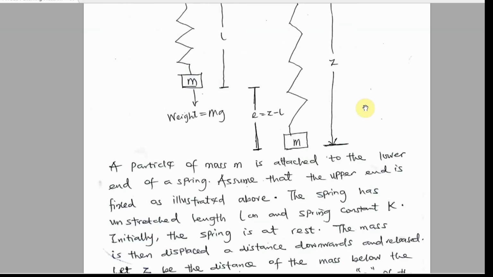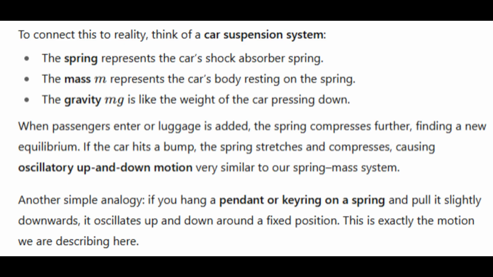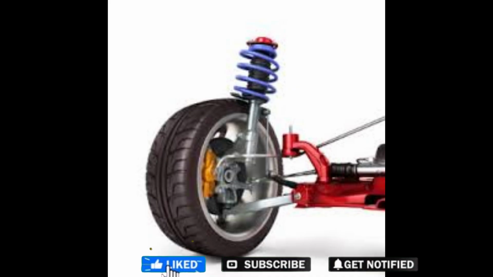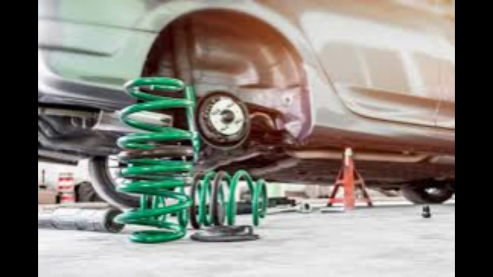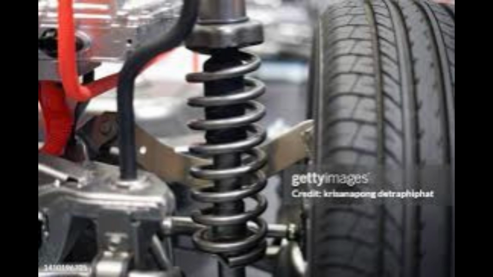To connect this to reality, think of a car suspension system. The spring represents the car's shock absorber spring. The mass m represents the car's body resting on the spring. The gravity, mg, is like the weight of the car pressing down. When passengers enter or luggage is added, the spring compresses further, finding a new equilibrium.